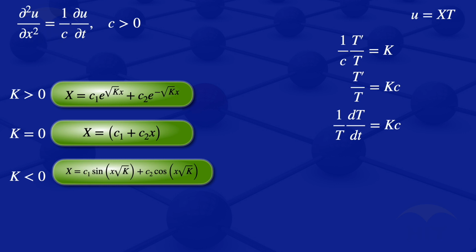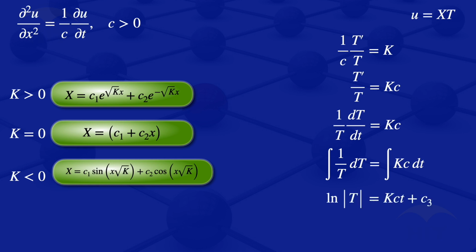Then go on and integrate on both sides so that we have the integral of 1 over t with respect to t equals the integral of kc with respect to t. k and c are constants there. So when we integrate on the left hand side, we would have ln of the absolute value of t equals kct plus a constant of integration, which I'll call c3.